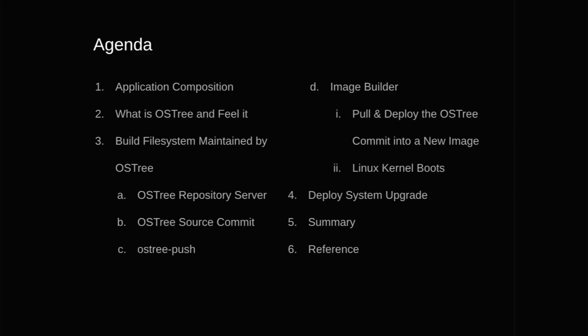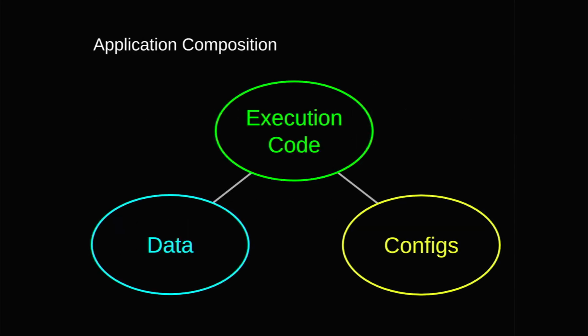This is the agenda. When we're talking about an application, it usually composes 3 parts: the execution code, the configuration, and maybe the data. Execution code will read the configurations and may need some input or output data.